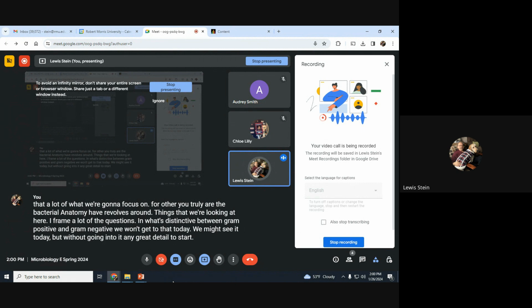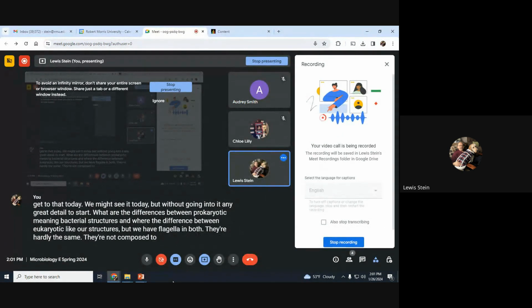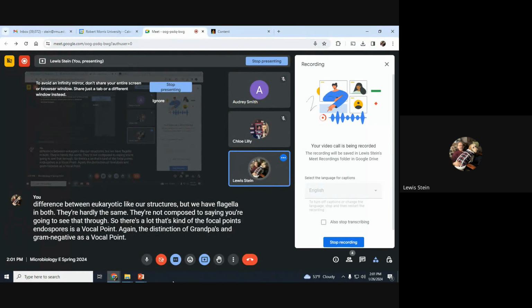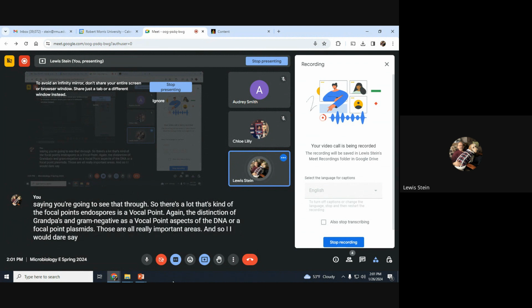What are the differences between prokaryotic, meaning bacterial structures, and what are the differences between eukaryotic, like our structures? Like we have flagella in both. They're hardly the same. They're not composed the same. You're going to see that fairly soon. So there's a lot. That's kind of the focal points. Endospores is a focal point. Again, the distinction of gram-positive and gram-negative is a focal point. Aspects of the DNA are a focal point. Plasmids. Those are all really important areas. And so I would dare say this chapter, half the first exam kind of comes out of that. It's probably a fair statement.